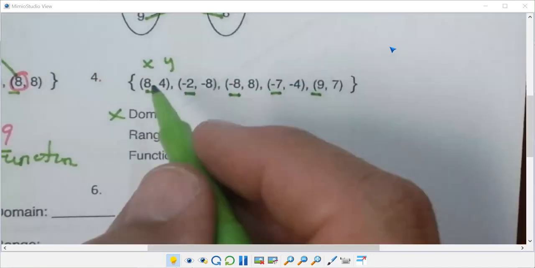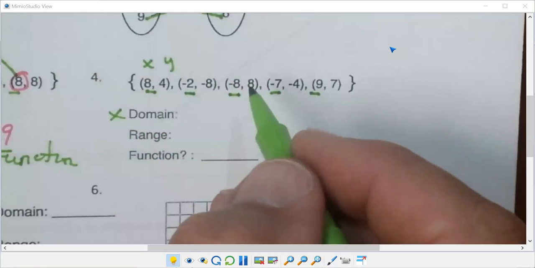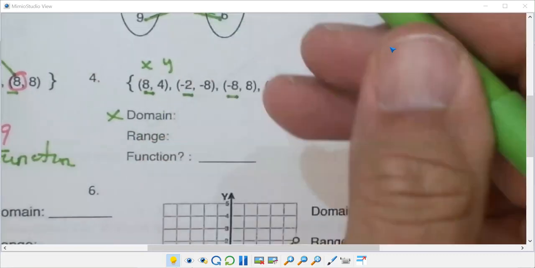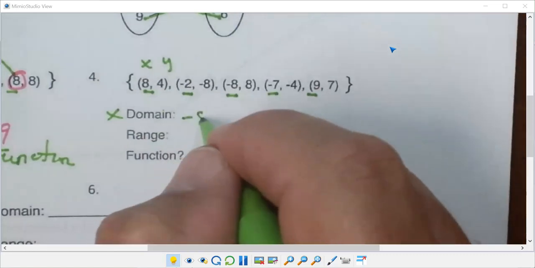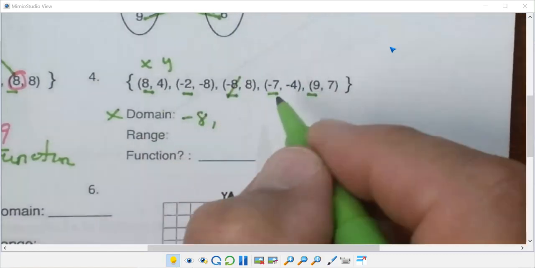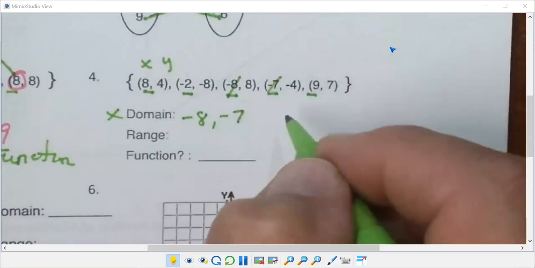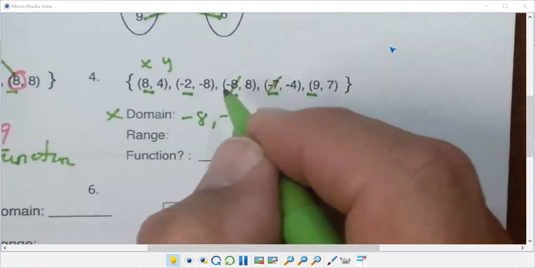All right, so let's put them in order, since they want them in order. Remember, the bigger the negative is, the smaller it is. It looks like -8 is going to be my first one. Then -7. Then -2.